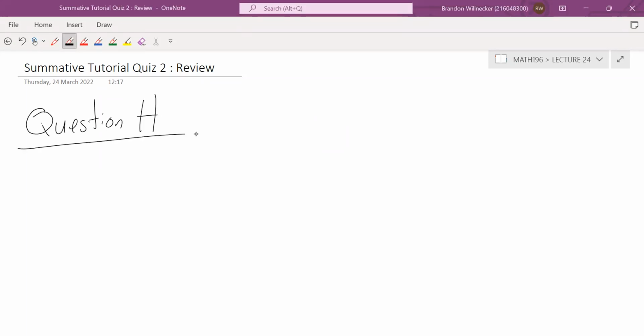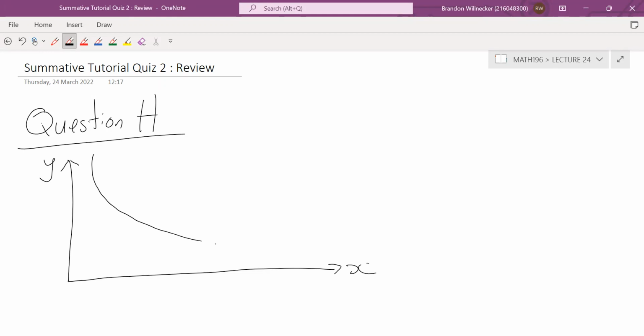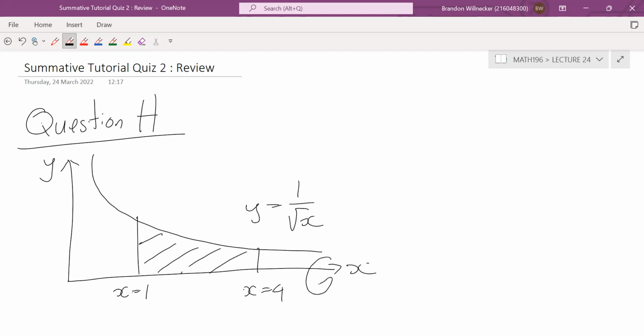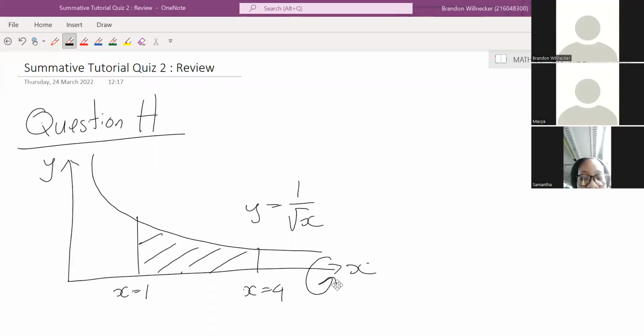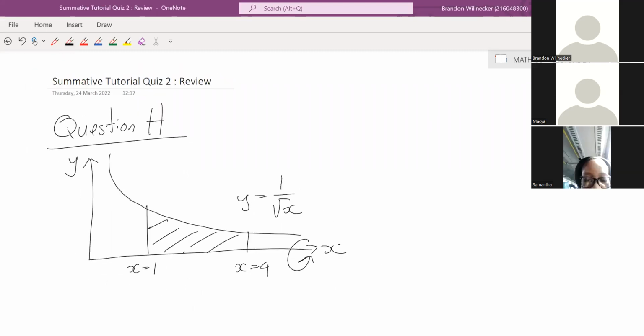So we were given the function 1 over root x, and we had to rotate that around the x-axis from x equals 1 to x equals 4. Let's do a little sketch of that quickly. So we have y equals 1 over root x from x equals 1 to x equals 4. This is our region, and we're rotating around the x-axis. If we rotate this around, what kind of shape would we get?